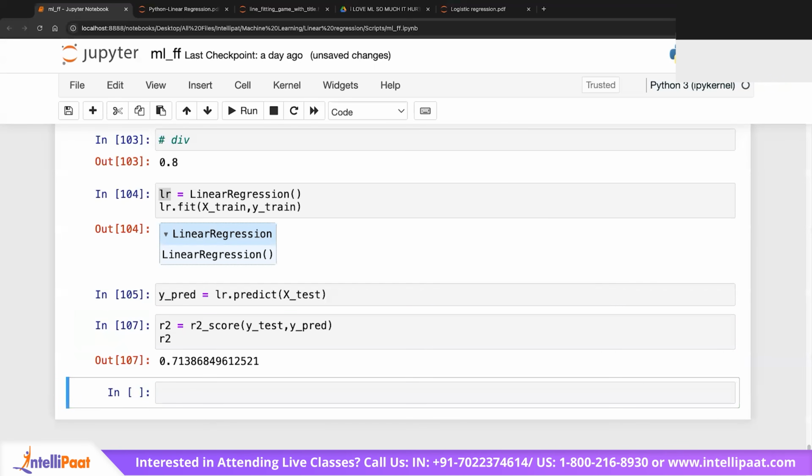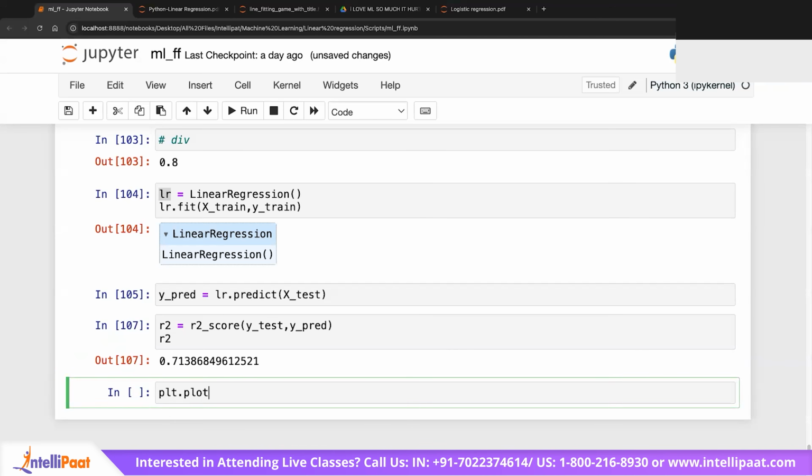Is the model closer to 1 or farther away from 1? Closer. So did our model do a good job in prediction? Is our model doing a good job in prediction? 100% it is doing a good job. I will show you how it is doing a good job.